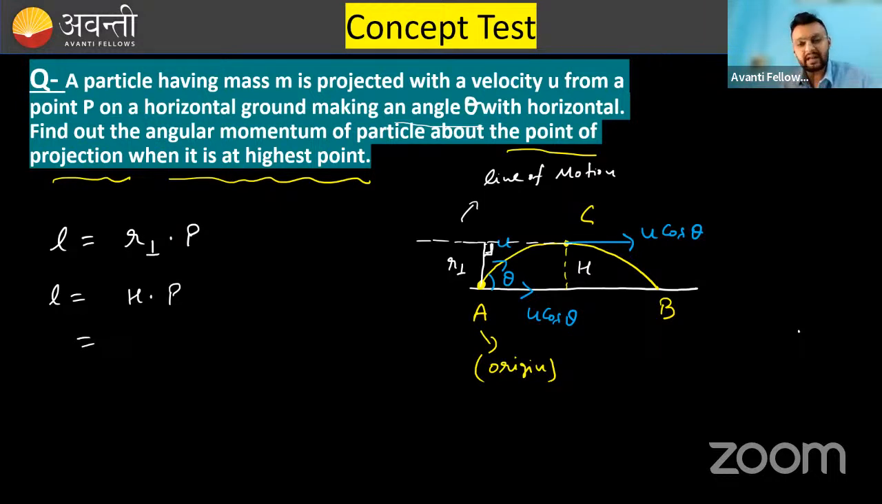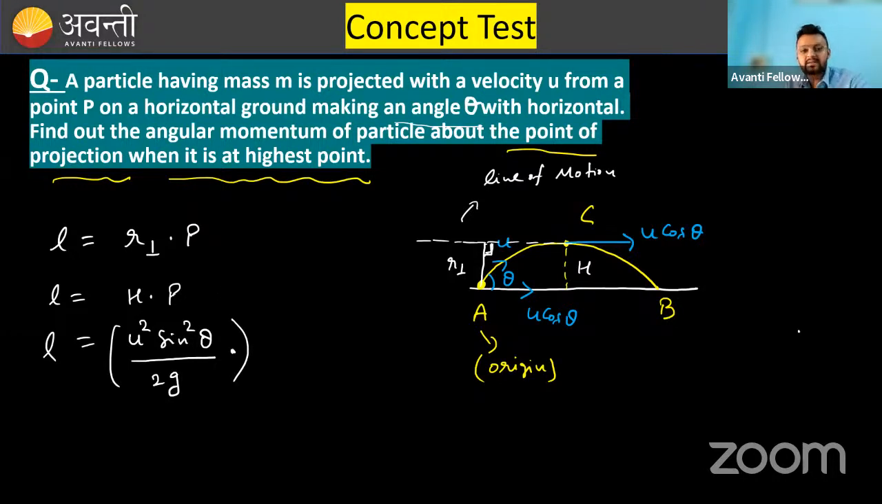What is the maximum height in case of projectile motion? You will say, sir, it is u square sin square theta divided by 2g, into P. This is the maximum height. What is P? P is the momentum. Mass of the particle is given as m. So you will write momentum as m into its velocity. At the highest point, its velocity is u cos theta. Now, if you arrange all these terms, you will get a simple answer. Otherwise, if nothing is cancelling out, this is your answer.